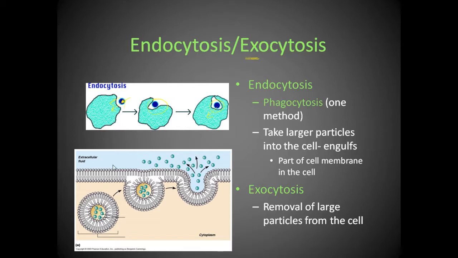Well, insulin's too big to diffuse. It's too big to go through a channel protein. So what the cell will do is engulf the insulin and then release it into the bloodstream. Then it will travel through the bloodstream like we talked about before, bind to a receptor protein, and open a door so glucose can get in. So these are the two ways that cells can get things in and out that are very large.